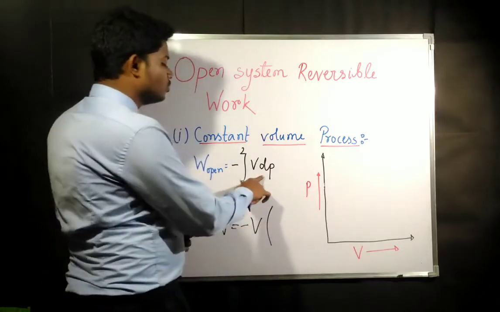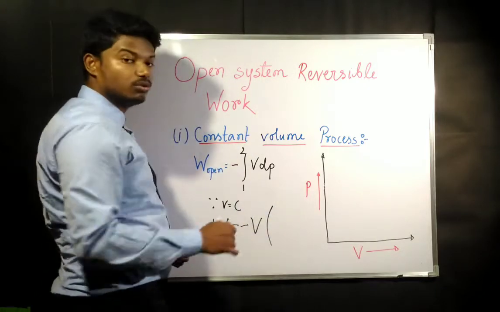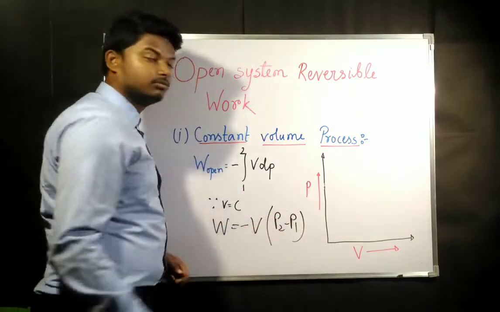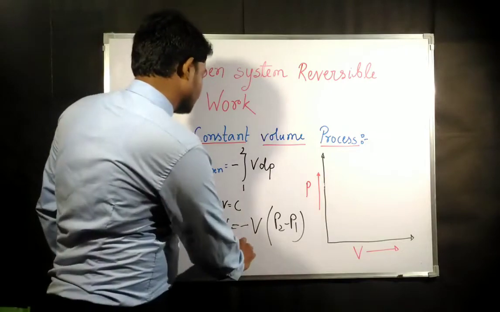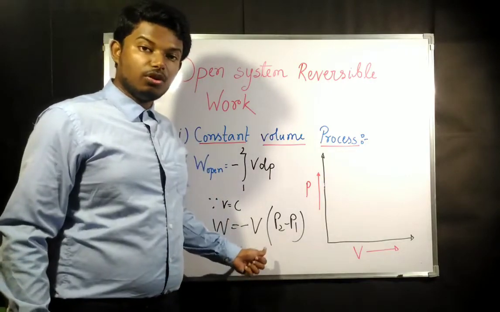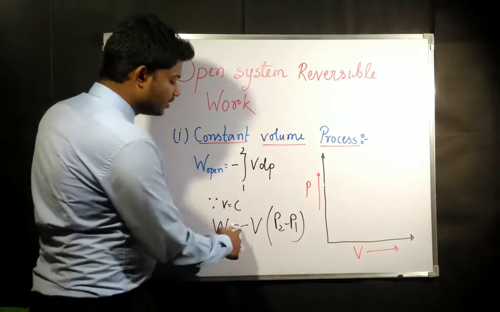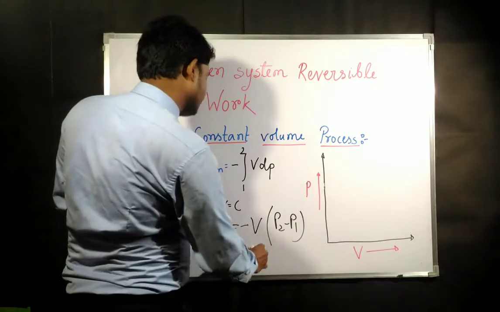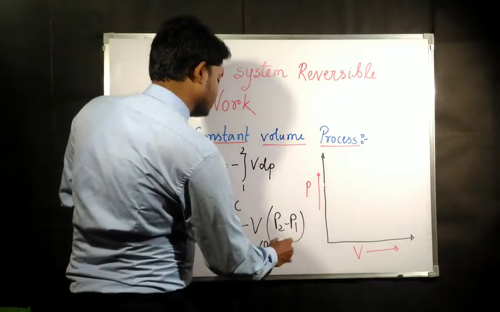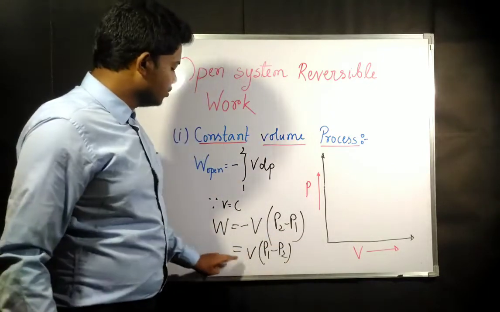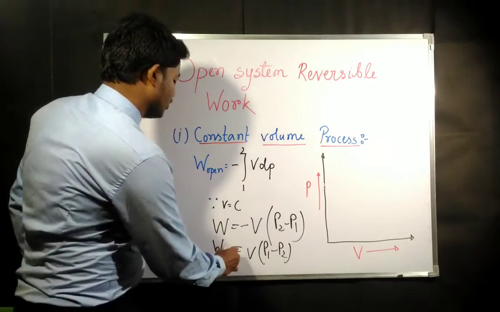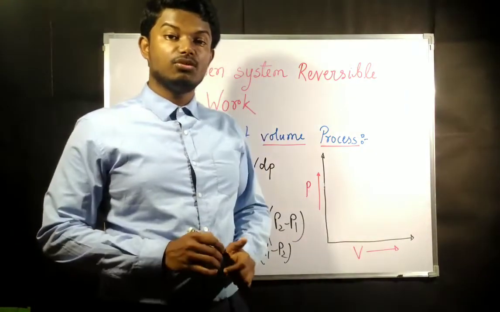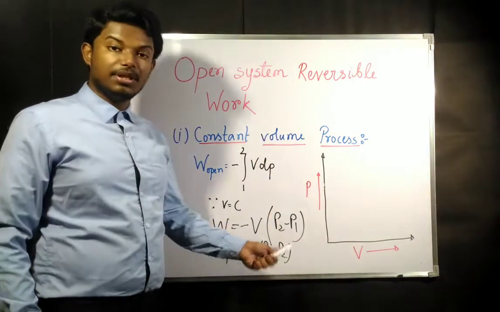If you do the integration of dp from 1 to 2, you will get p2 minus p1. This is going to be your work done in an open system for the constant volume process. Now if you multiply this negative with the terms within the bracket, you will get v into p1 minus p2. So W open for the constant volume process for an open system is going to be v into p1 minus p2.